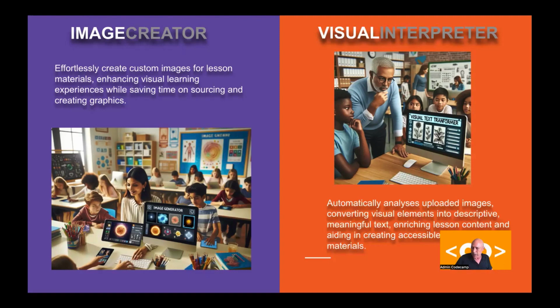A visual interpreter: you're able to upload an image now into AI, and that might be the periodic table. And a student might say, well, can you let me know what element, or expand on this element, and tell me what it means, etc. So there's all sorts of things that you can do with it.